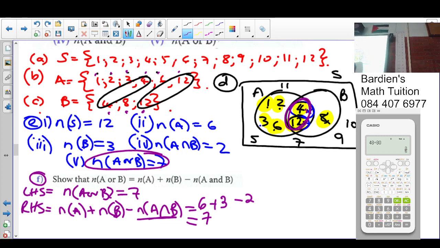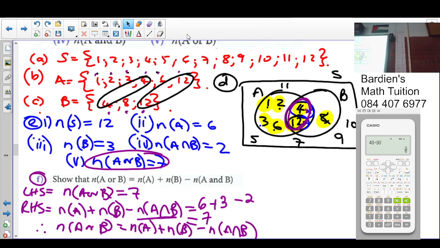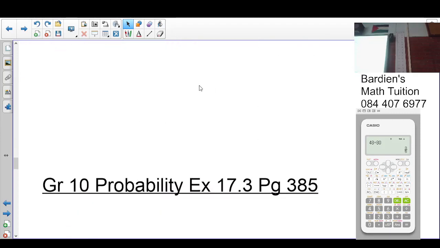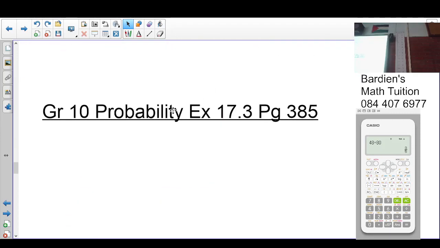So therefore, the number of A or B is equal to the number of A plus the number of B minus the number of A and B. Okay? Yes? That's going to be your identity. That will be applicable all the time. It will work all the time. That's your probability formula. Okay?